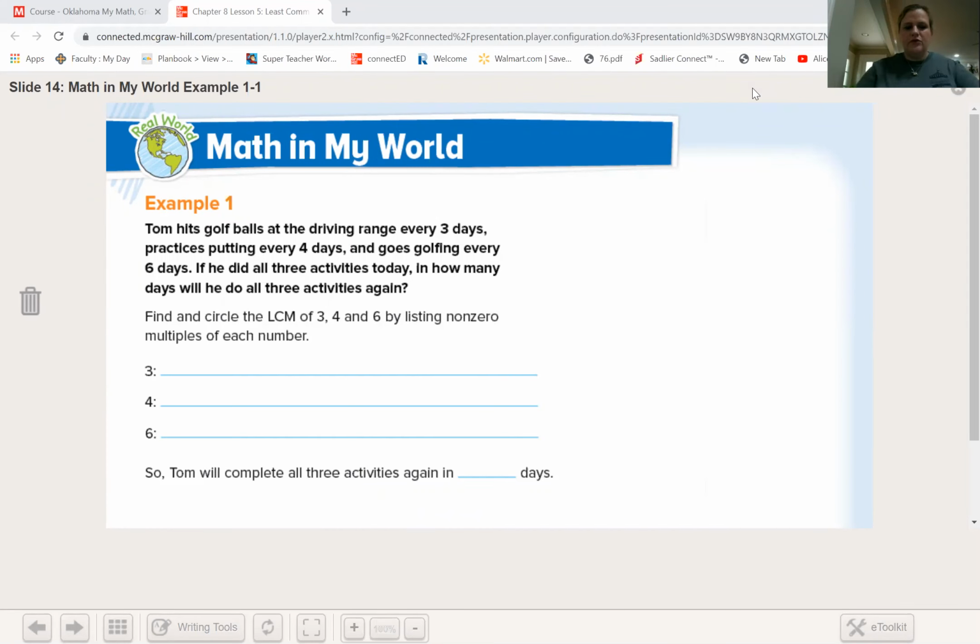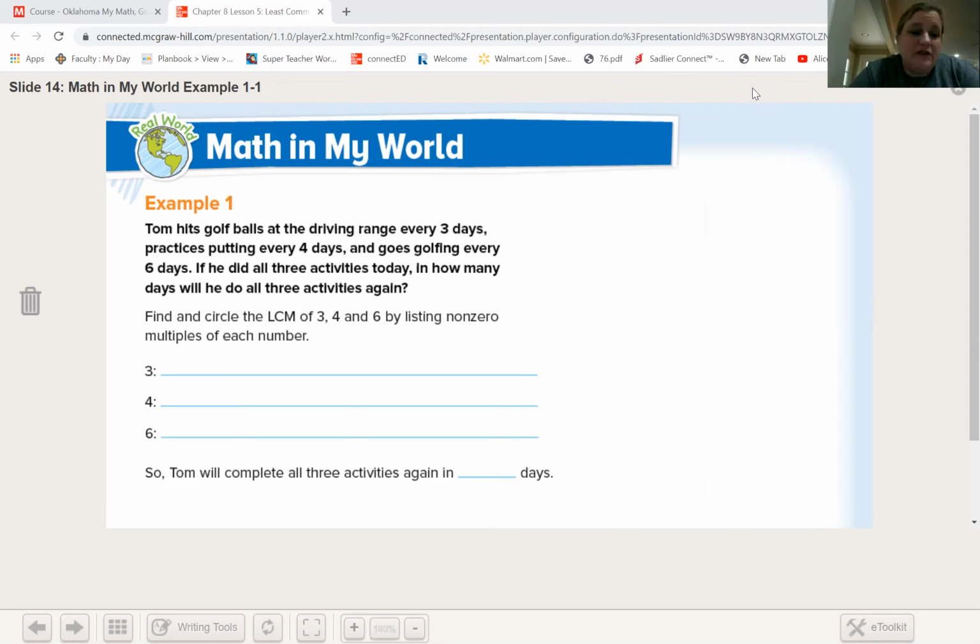Okay, today we're going to move right on to least common multiples. We've been working on greatest common factors. Now we're going to move on to least common multiples. We're going to be looking at page 577 and 578 in your book. So take a minute to get to 577 and 578 in your book.